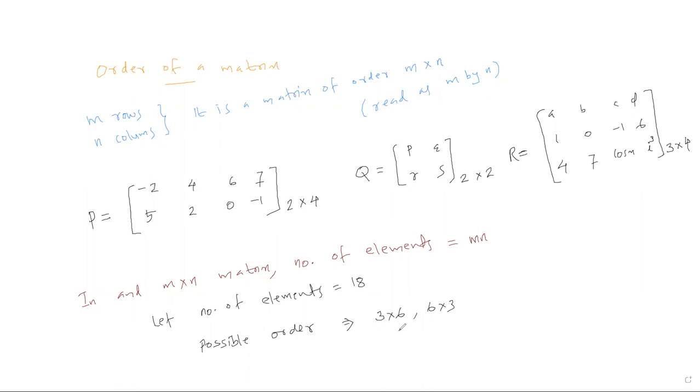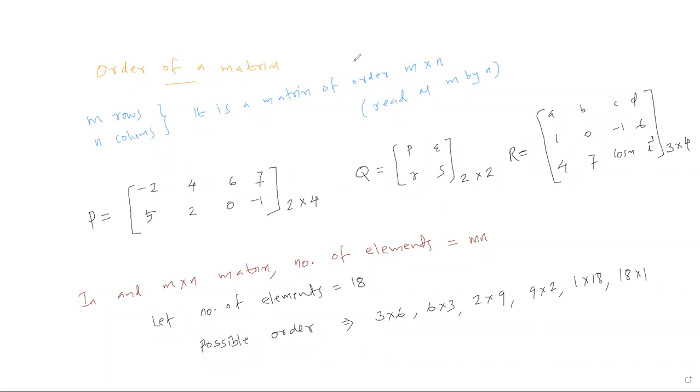The first one has 3 rows and 6 columns. The second one has 6 rows and 3 columns. Other possible orders are 2 by 9 and 9 by 2, or 1 by 18, 1 row and 18 columns, and 18 by 1, 18 rows and 1 column. So these are the possible orders. Understood? So the order of a matrix is the number of rows by the number of columns. If there are m rows and n columns, we write it as m into n, but we read it as m by n.